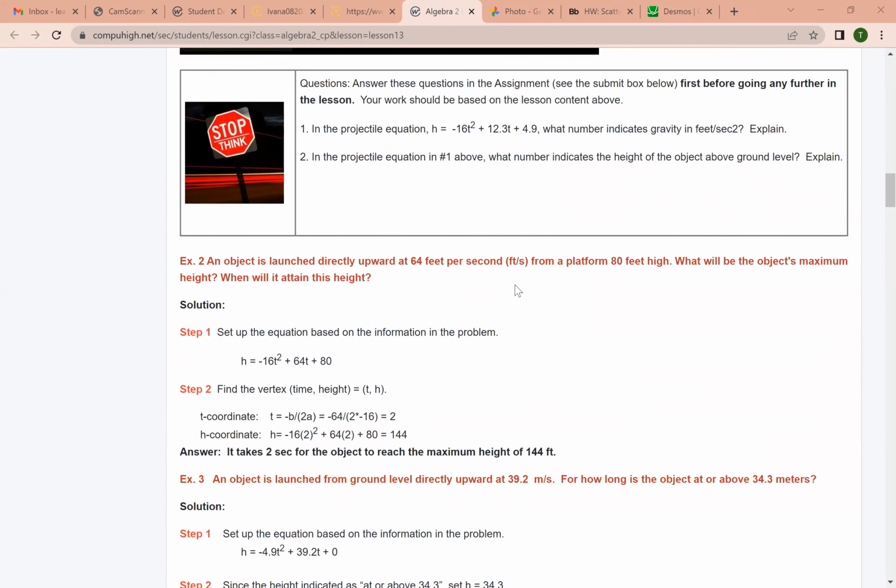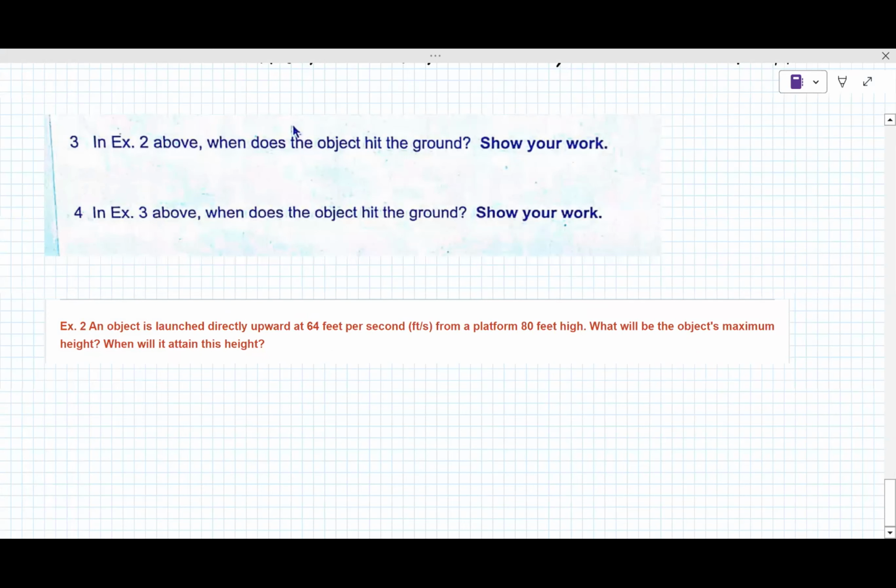All right, so let me go back to the other screen. This is kind of a loaded question now. There's several things to do to actually be able to answer it. Okay, so example 2: an object is launched directly upward at 64 feet per second. I just want to quickly show you how they are coming up with the equation.